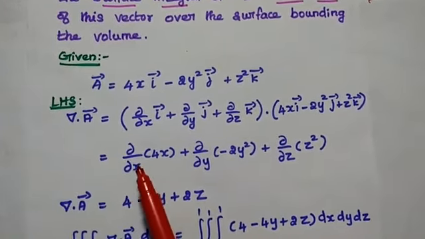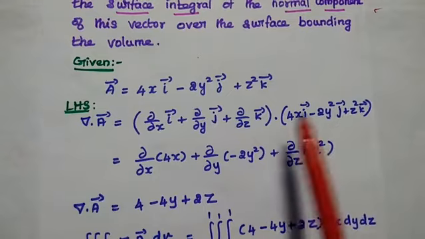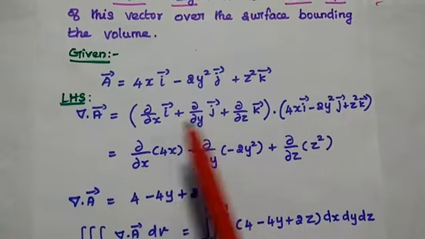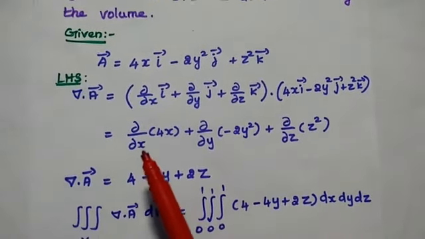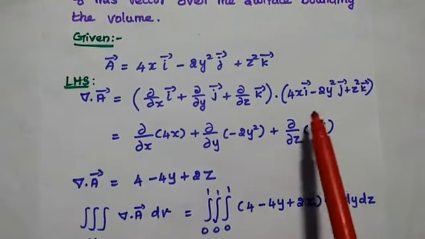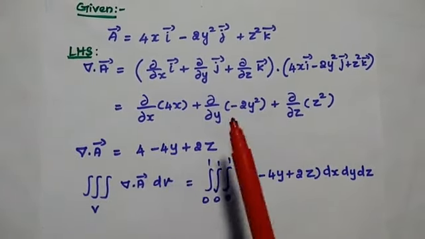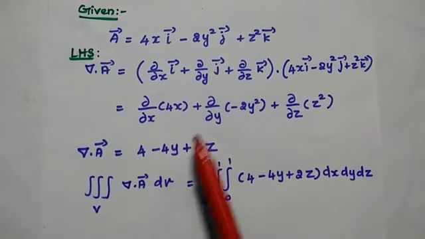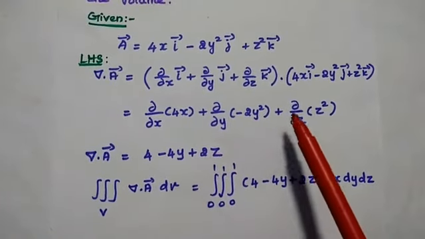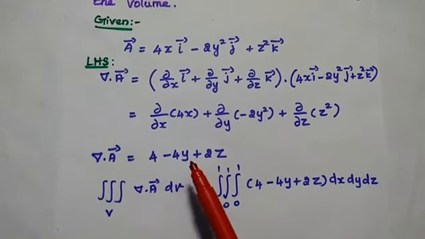So we can get dou by dou x of 4x, where i dot i is equal to 1, j dot j is equal to 1, k dot k is equal to 1, and the cross terms, that is i dot j is equal to 0, i dot k is equal to 0. Likewise, we can get the answer as dou by dou x of 4x plus dou by dou y of minus 2y squared plus dou by dou z of z squared. Then we have to differentiate with respect to x, y and z. We get 4, minus 4y, plus the derivative of z squared, which is 2z. So this is the answer for the divergence of the A vector.